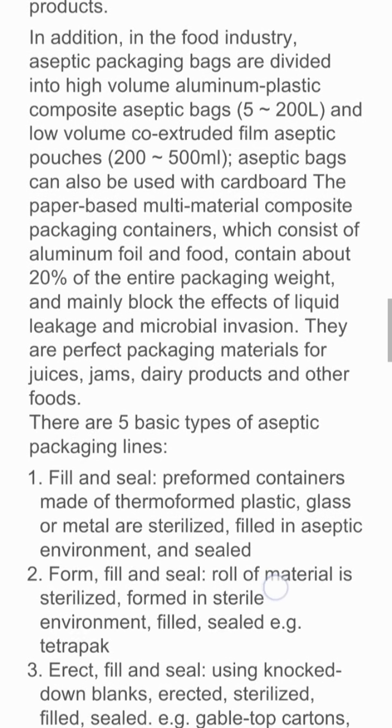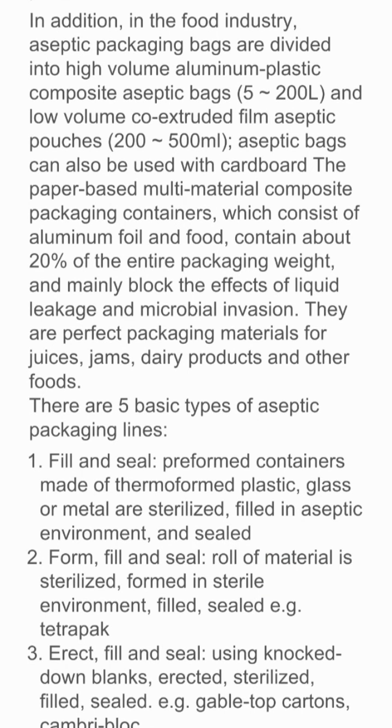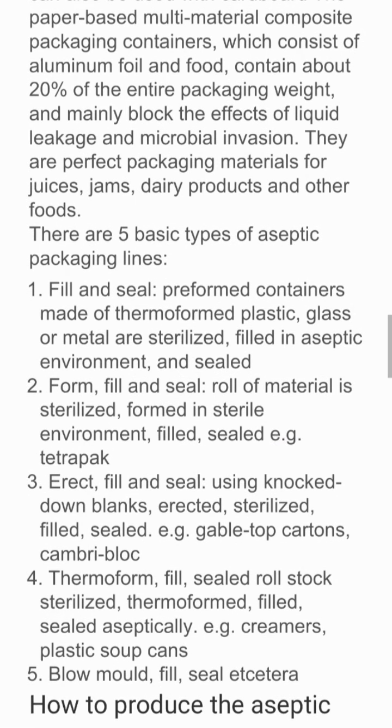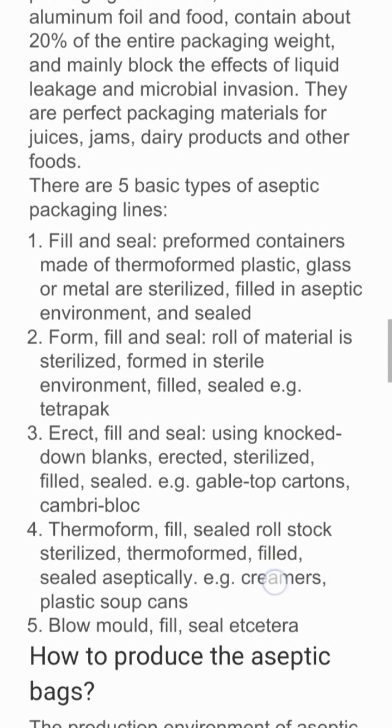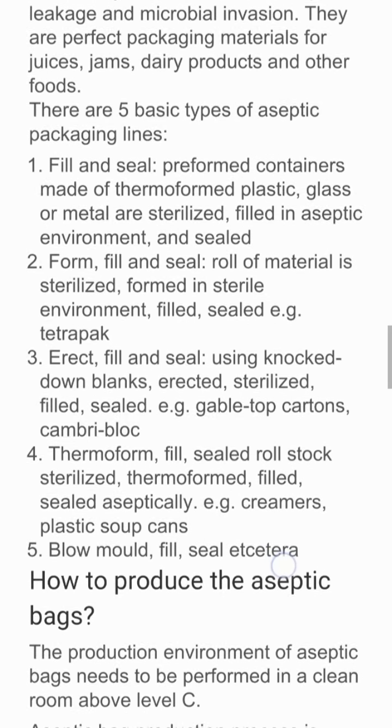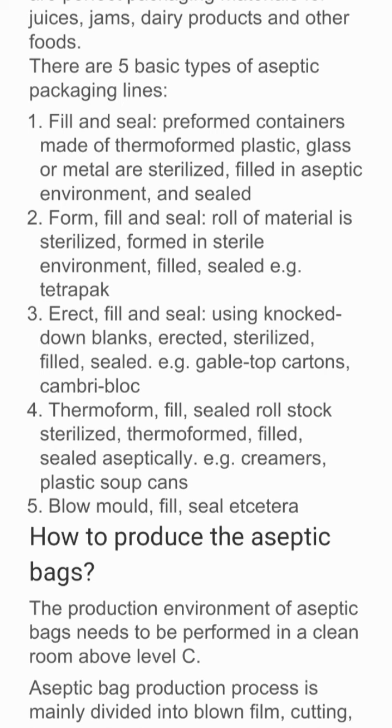In addition, in the food industry, aseptic packaging bags are divided into high-volume aluminum plastic composite aseptic bags, 5 to 200 liters, and low-volume co-extruded film aseptic pouches, 200 to 500 milliliters. Aseptic bags can also be used with cardboard. The paper-based multi-material composite packaging containers, which consist of aluminum foil and food, contain about 20% of the entire packaging weight and mainly block the effects of liquid leakage and microbial invasion. They are perfect packaging materials for juices, jams, dairy products and other foods.